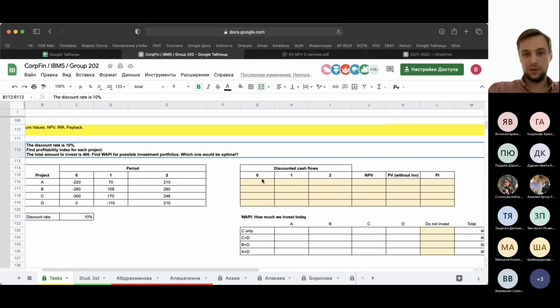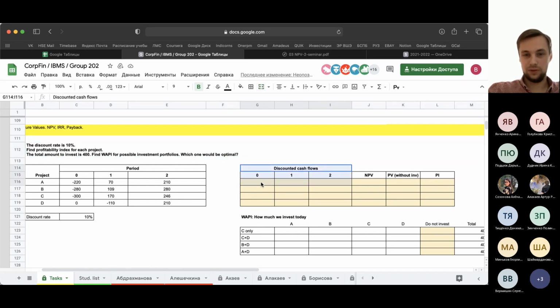Well, let's start with project A. I can give 2-3 minutes to solve it. So you need to find discounted cash flows, of course. Then NPV if you need it, and present value if you need it, and calculate the profitability index. Okay, and after some minutes we can discuss it.